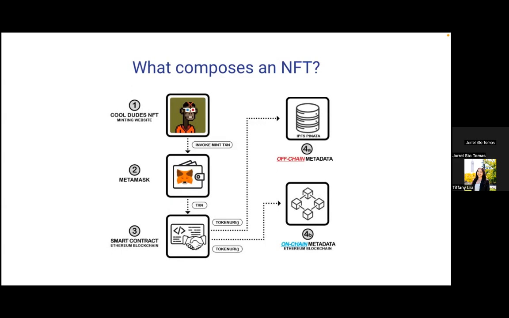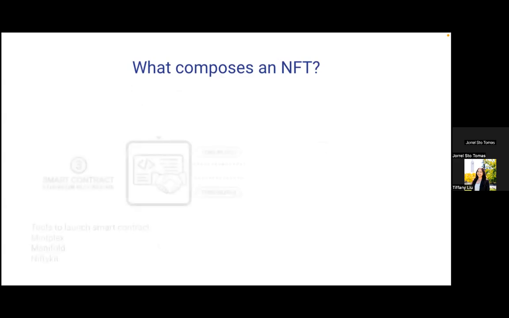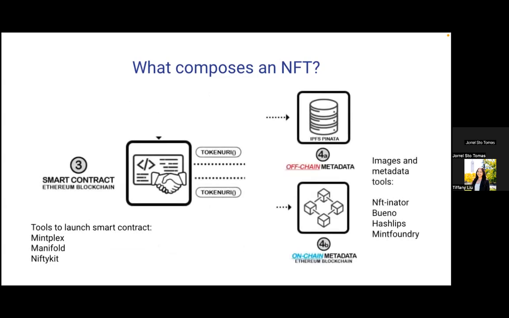It's two things. And a lot of people get very scared when they first interact with an NFT because they're like, oh, but it's crypto, and I'm signing a transaction. But really, it's a glorified receipt. You are interacting with a smart contract to get a receipt that you own this JPEG or key or membership or anime. I don't know. So we're going to hyper focus on two parts, the smart contract and the metadata. Some tools to launch a smart contract are us, Mintplex, Manifold, Nifty Kit, and then image and metadata tools like NFTinator, Bueno, Hashlips, or our other product, Mint Foundry.